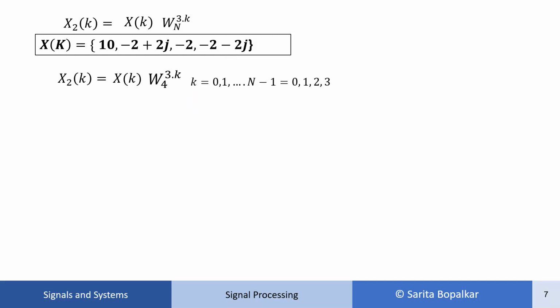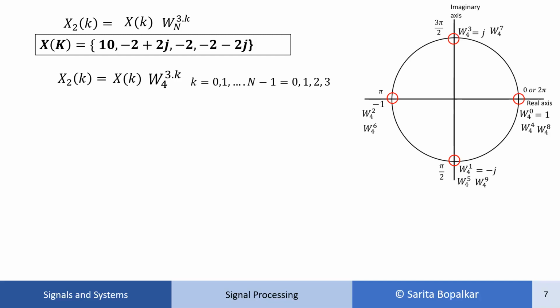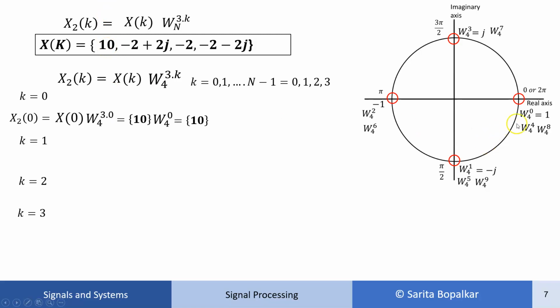K varies from 0 to N minus 1, means 0, 1, 2, 3. This is the phasor diagram. X2 of 0: put k is equal to 0 here. X2 of 0 is X of 0 W4 to the power 3 into 0. That's why it is X of 0, which is 10, times W4 0. Then W4 0 is 1. That's why it is 10.